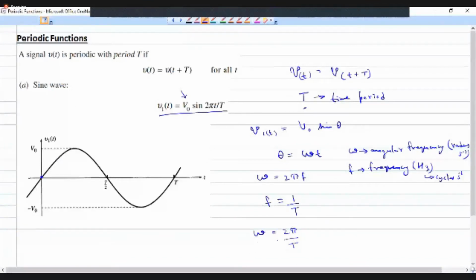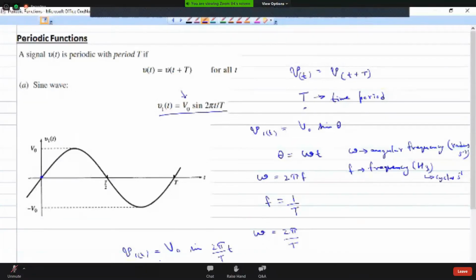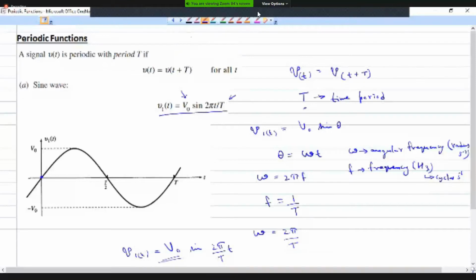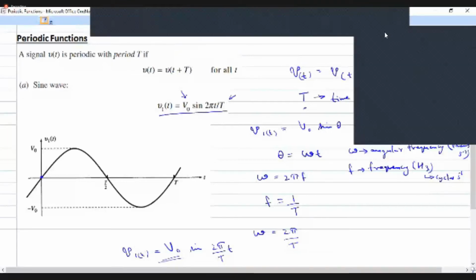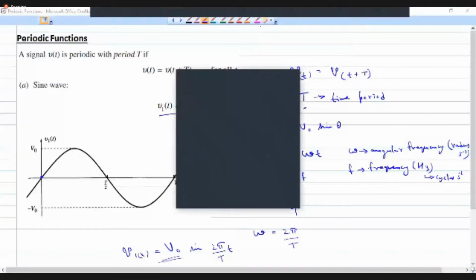So we can also represent omega as equal to 2 pi by T. In short, we can represent the waveform, the function v1 of t, as equal to v naught sine, instead of theta, we can write 2 pi by T into t. That is how we have written this in terms of the time period capital T. I hope it is clear. If any doubt is there, you can ask, or you can put in the message.